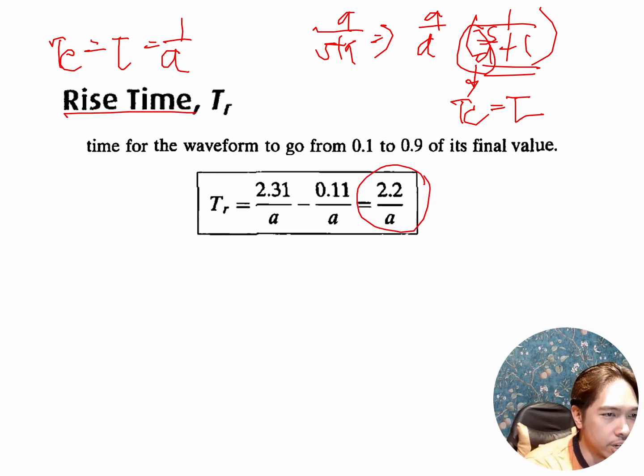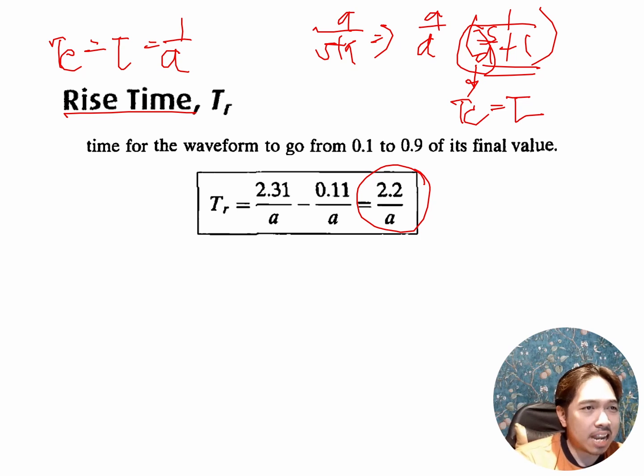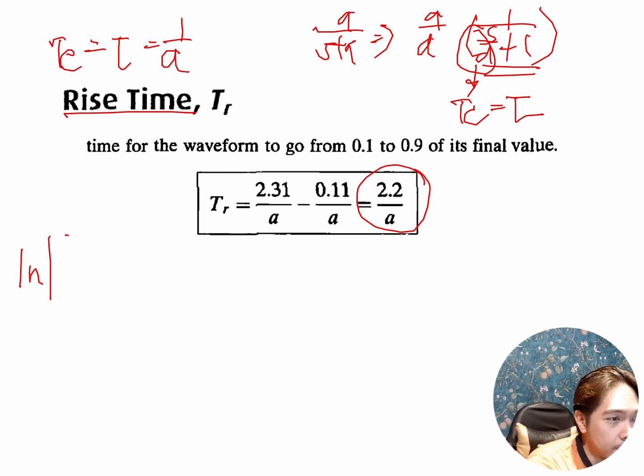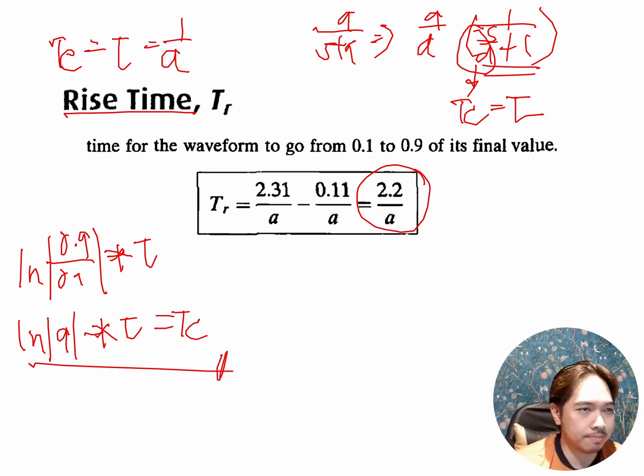If not this equation, we're going to use the relationship where the response goes from 0.1 to 0.9. So it refers to the duration it takes for a waveform to increase from 10% to 90%. You can get the rise time by taking the natural logarithm of 0.9 divided by 0.1, multiplied by our tau. So for this one, we have ln of 9 multiplied by our tau, which is our time constant, and we can have the rise time that we need for the system.